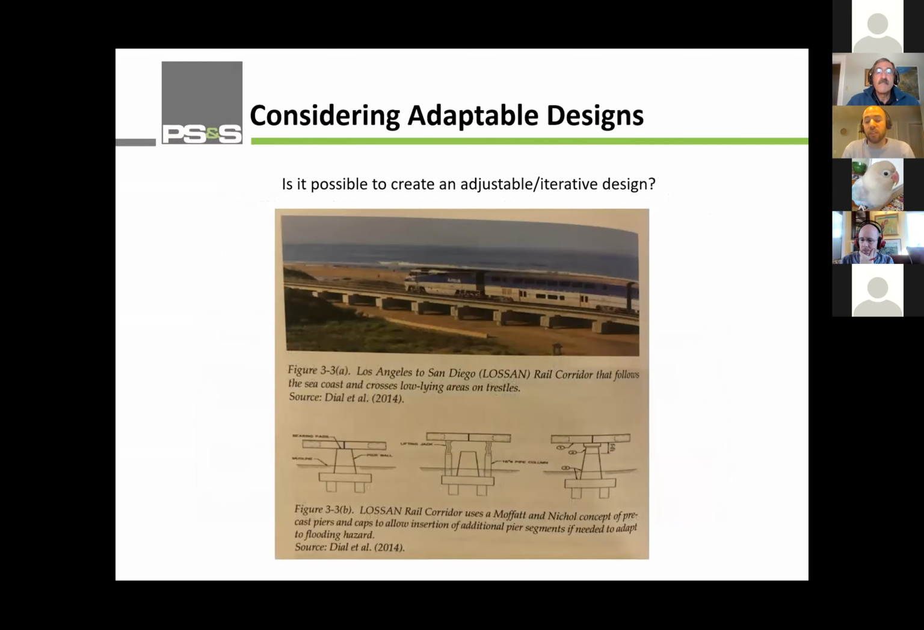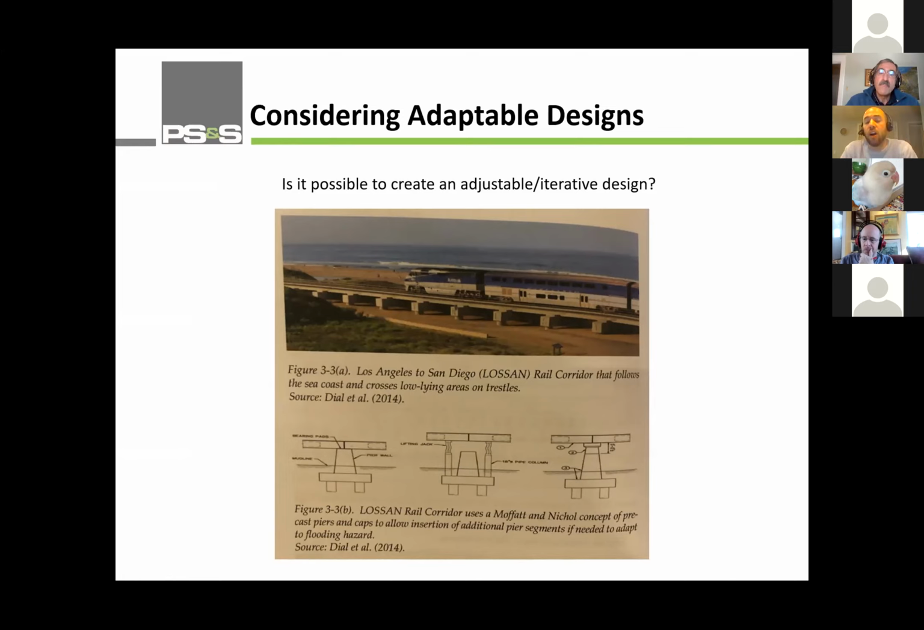One other quick thing to use as just food for thought here is, is it possible to create an adjustable or iterative design? What I mean here is, looking at this example, this is the Lausanne rail corridor that goes between Los Angeles and San Diego. And one of the things that they were able to figure out with this design is they created these piers so that you could later insert additional pier segments if they needed to raise it up.